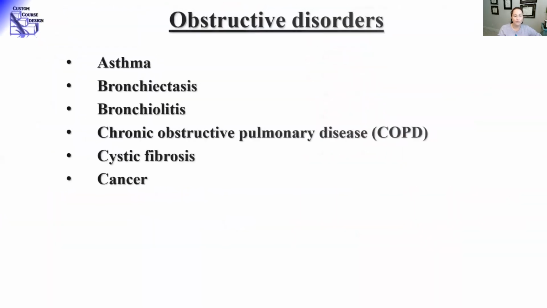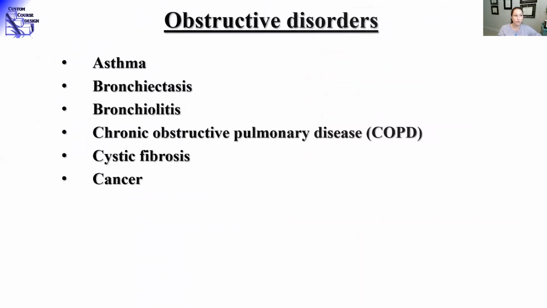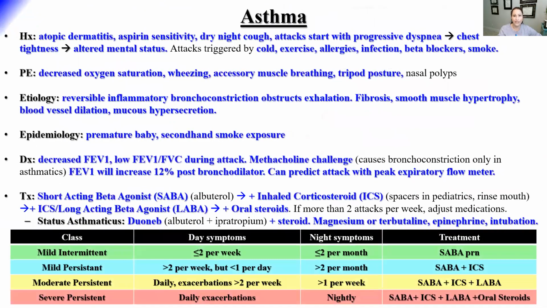Let's start off with our obstructive disorders. And the first one that we'll talk about is going to be asthma. With asthma, this is a reversible inflammatory bronchoconstriction that obstructs exhalation. It's a combination of a multifactorial etiology: fibrosis, hypertrophy of the smooth muscles in the airway, blood vessel dilation, and mucus hypersecretion. Those are all important points.